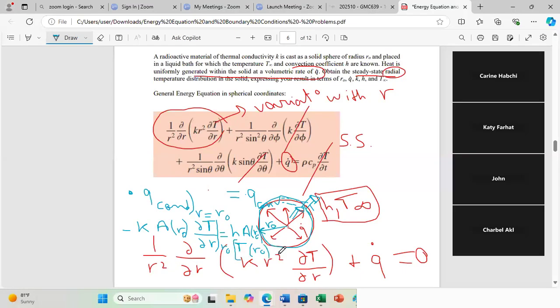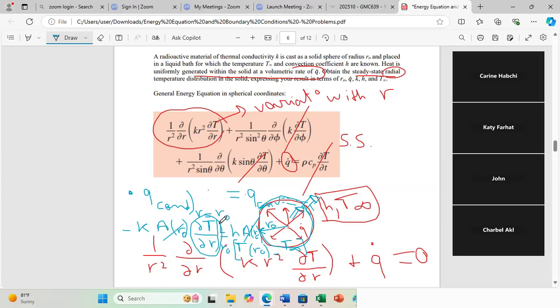Minus T infinity. So this is my first boundary condition that I can write. Okay. Now I will simplify. So I need first to be able to replace in this equation, I need to get what is del T by del R. This is why I need to perform the first integration.